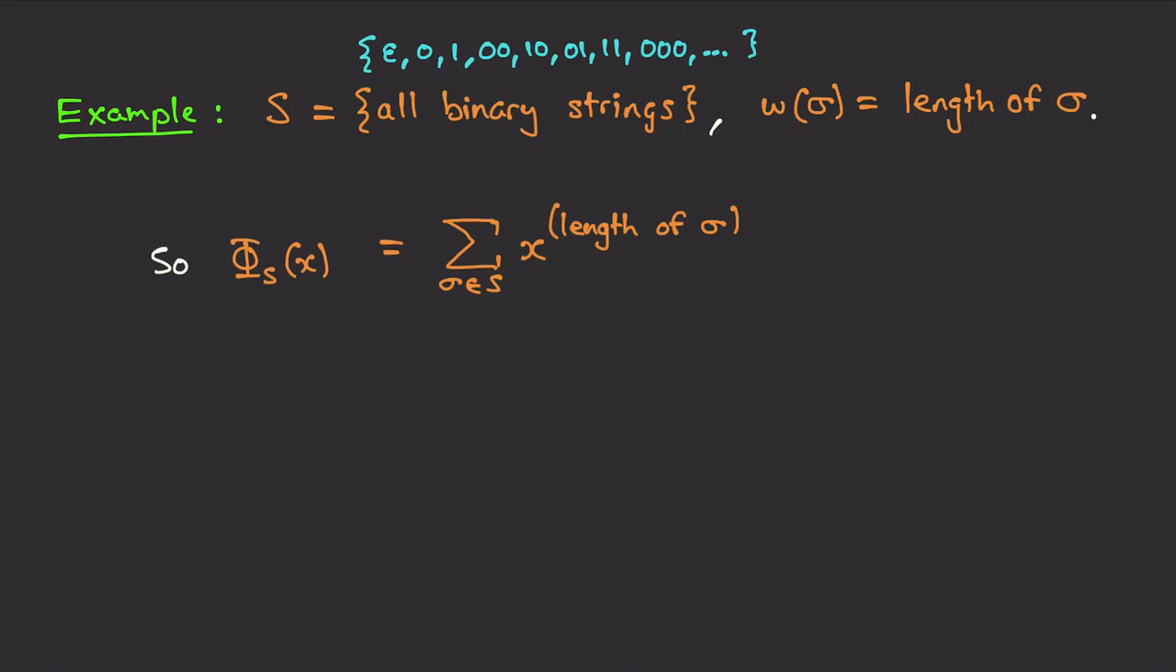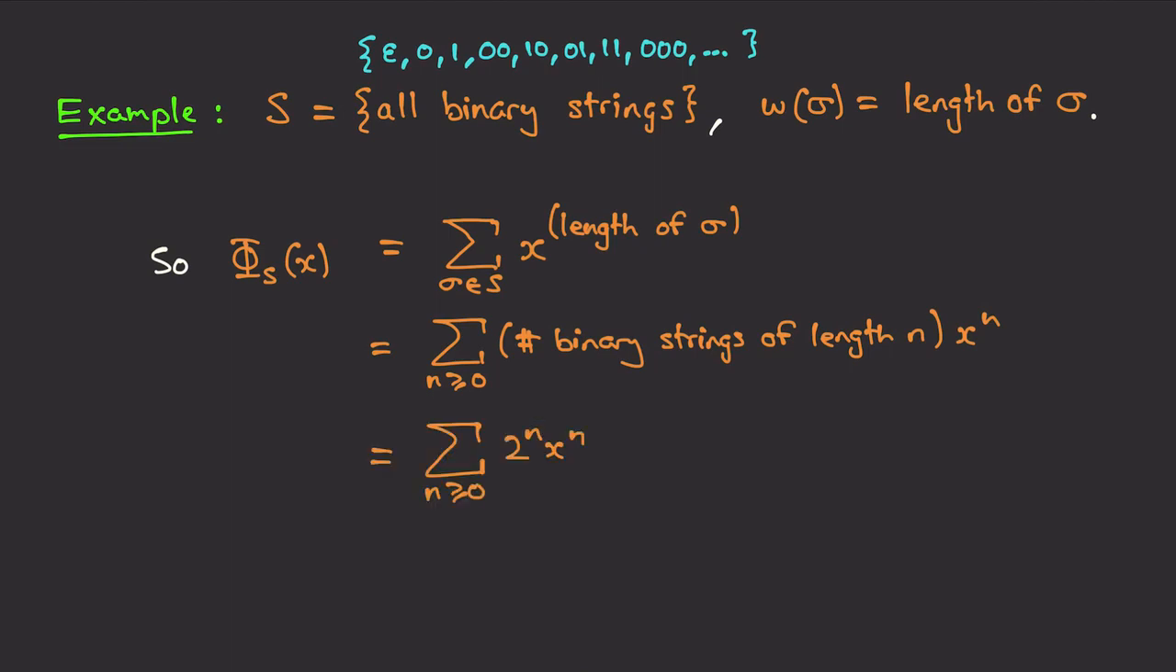By our theorem, that's the same as the sum over all n at least 0 of the number of binary strings of length n times x to the n. The number of binary strings of length n is not too hard to compute directly. To construct a binary string of length n, I have two choices for the first entry, two choices for the second entry, and so on. This gives me 2 to the n choices in total.